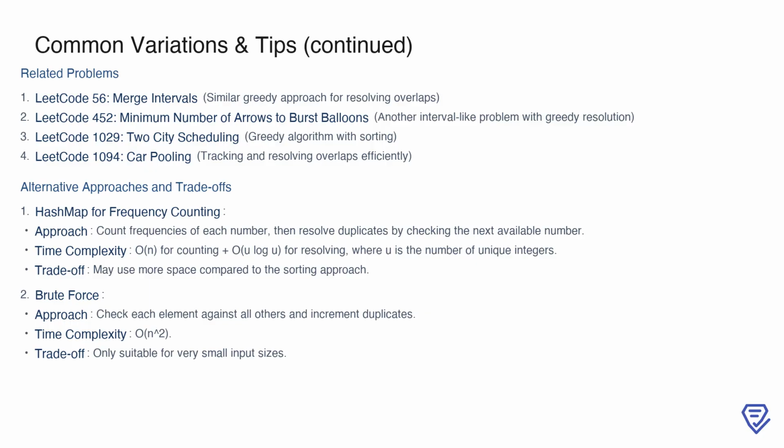As for alternative approaches, one option is using a hash map for frequency counting. Here, you count the occurrences of each number, then resolve duplicates by identifying the next available number. This method has a time complexity of O(n) for counting plus O(u log u) for resolving, where u is the number of unique integers. However, it may require more space compared to the sorting-based approach.